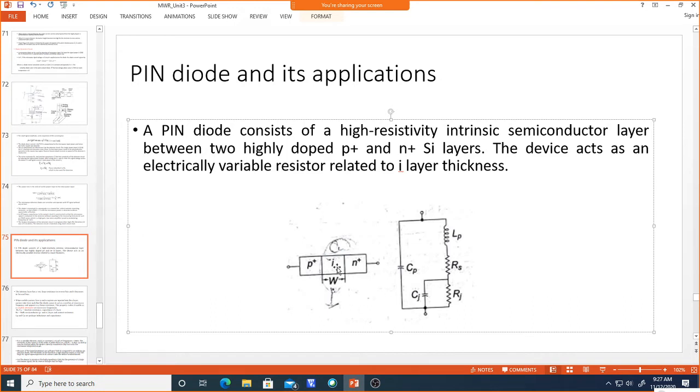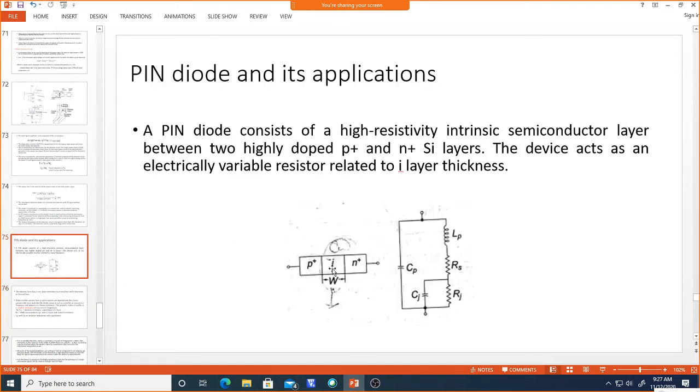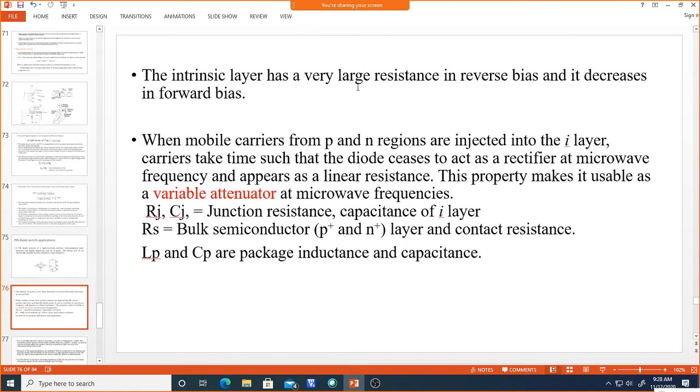The resistance can be varied, related to the thickness of this I layer. So when the thickness of this I layer varies, this variable resistance value is going to vary. The intrinsic layer has a very large resistance in reverse bias and it decreases in the forward bias. So whenever the device is reverse biased, this value will be very large, and it will be decreased for the forward bias.